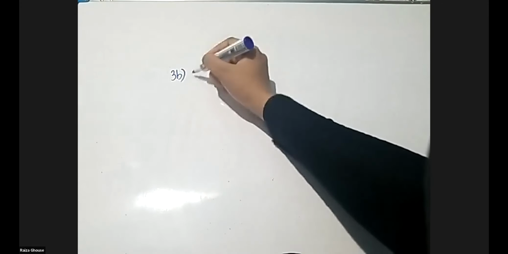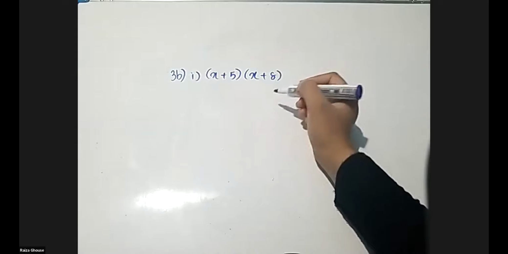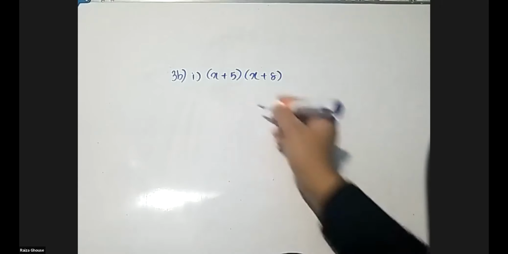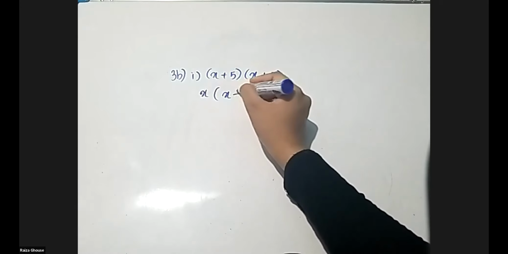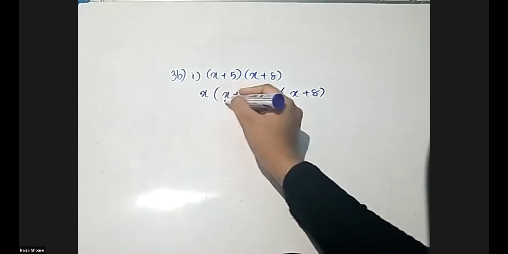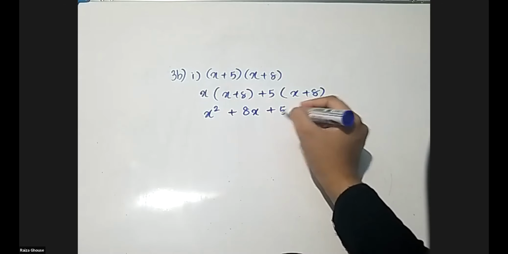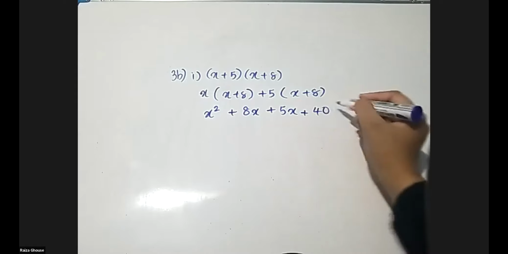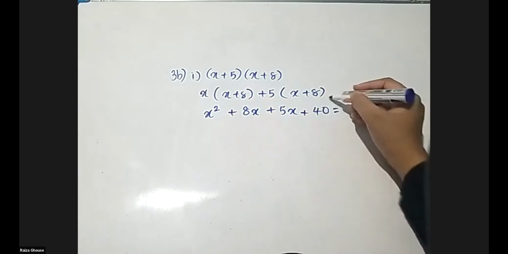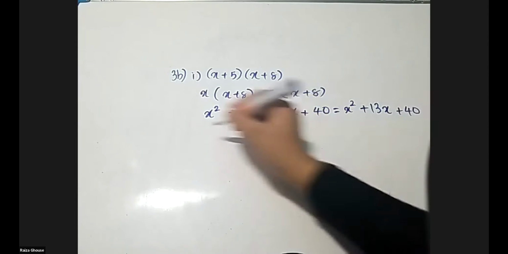So question number 3, part B, review exercise, Roman number 1. Look at the board if you have done the work. Very easy. First term of the first bracket, second bracket, second term. Now simple, x into x is x squared, 8 into x is 8x, 5 into x is 5x, 8 into 5 is 40. Like terms are there. So x squared, 8 plus 5, you're getting positive value, 13. Both are positive, easy. Correct?